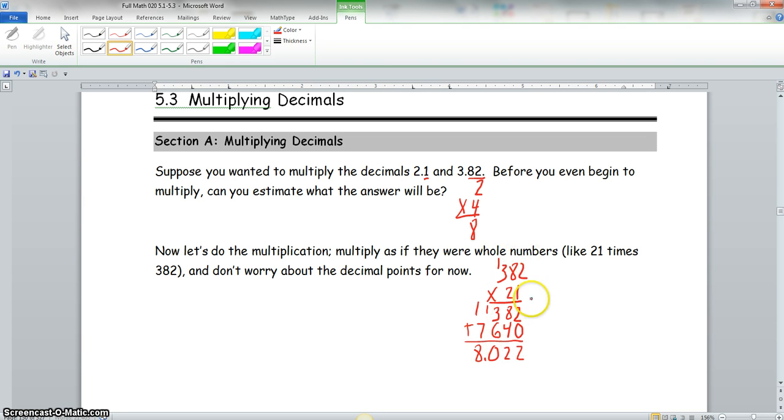So if you look at this problem here, you could do regular multiplication without the decimals. The multiplication doesn't change. But at the end, you must count the total amount of numbers you had behind the decimal, and that's how many you're supposed to have behind the decimal for your final answer. And since we have 1, 2, 3 here, that means we must have 3 behind this decimal.